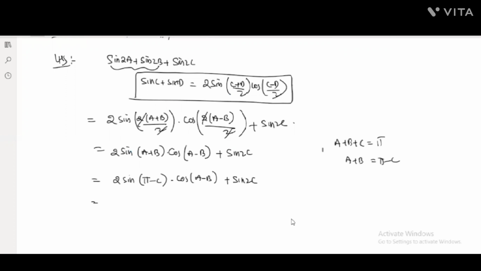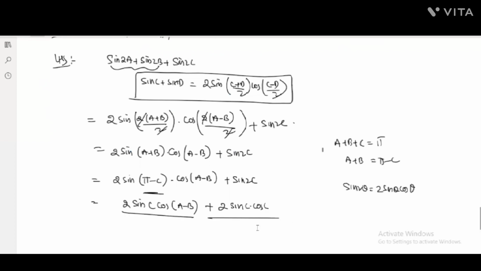Sin(180 − theta) is sin theta only. So we'll get 2 sin C cos(A − B) plus sin 2C. What is the sin 2 theta formula? 2 sin theta cos theta. That's a multiple angle formula, so we can write this as 2 sin C cos C. If you write like this, from these two terms we can take 2 sin C common.